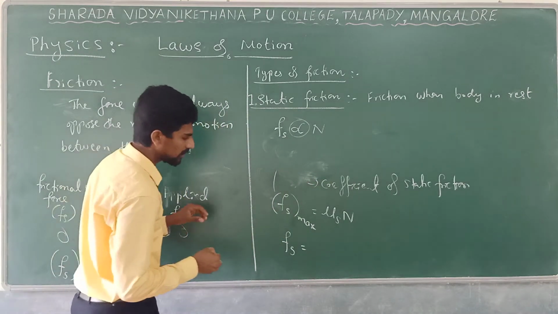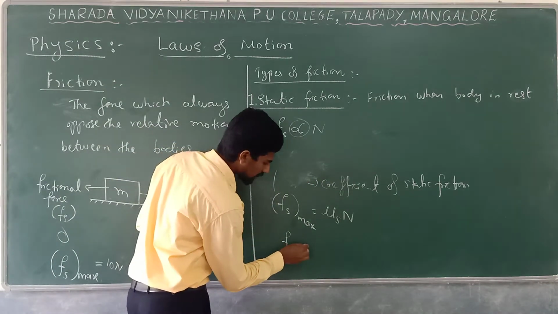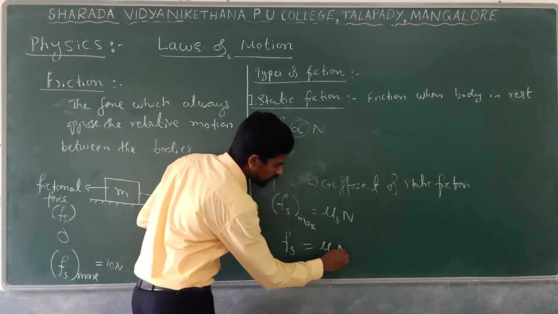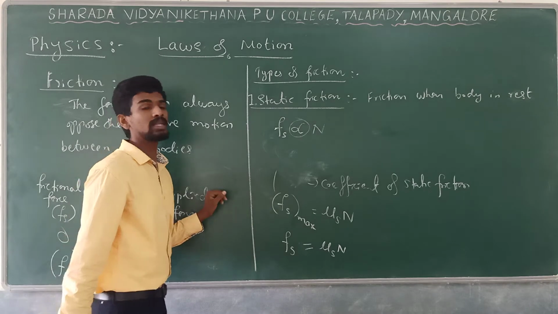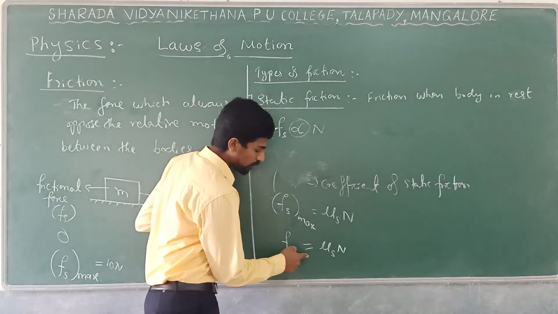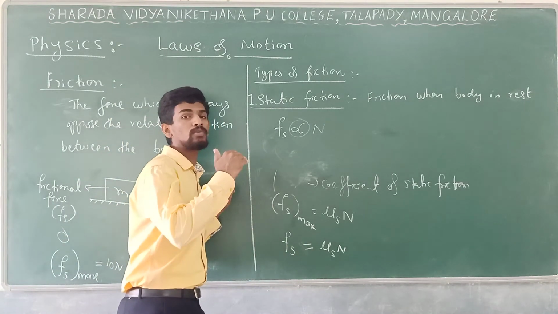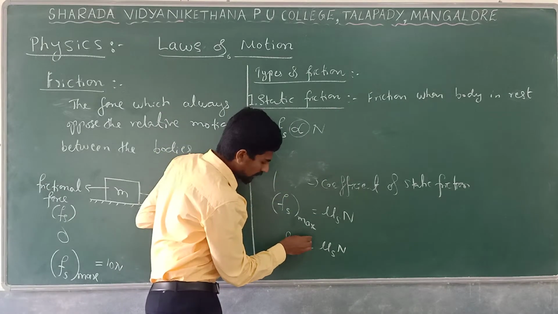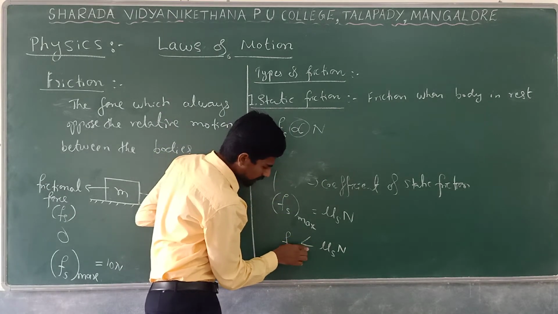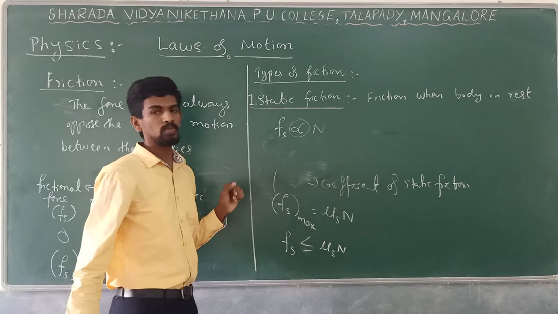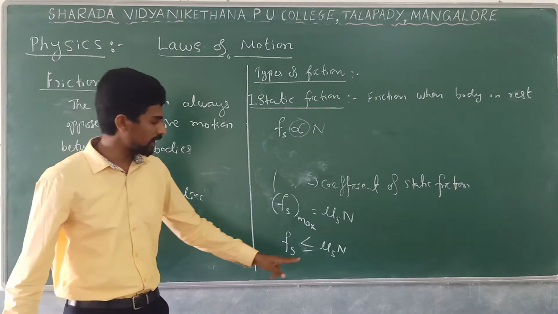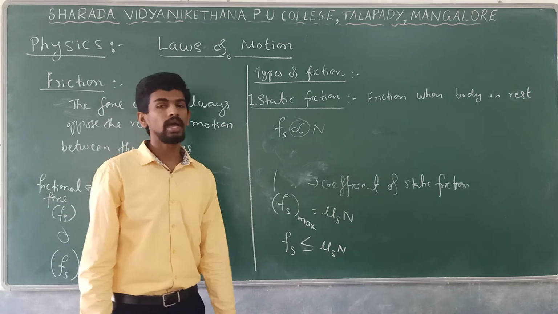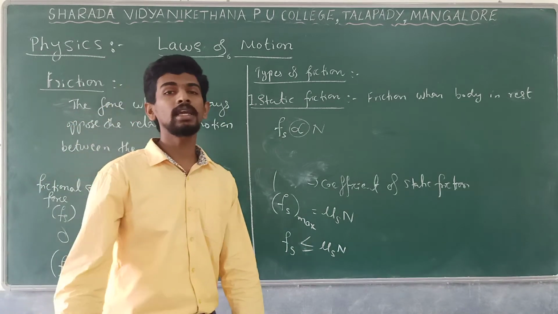So I am writing Fs is equal to mu s into N. It is not compulsory that it should always be equal to the maximum value. It may vary from 0 to that value. So I am writing it is less than or equal to mu s into N. It may be equal or it may be less than this mu s into N value. So that is about static friction.